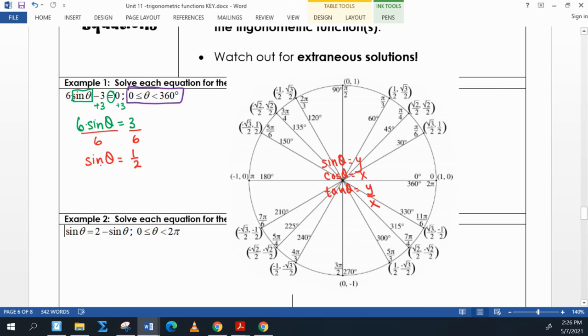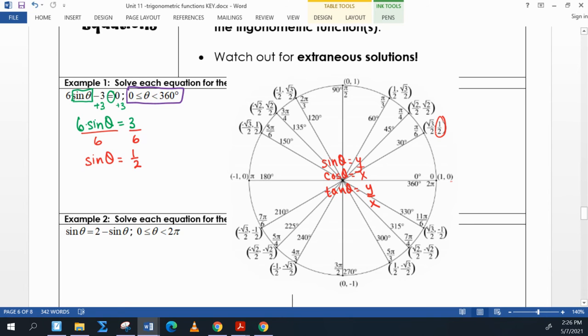Okay, so now we're going to look between 0 and 360. Here's 0 and 360. So anywhere on this unit circle, we're looking to see where the sine or the y value is positive 1/2. Okay, so I'm just looking here at all my y's. Oh, look, there is a positive 1/2.